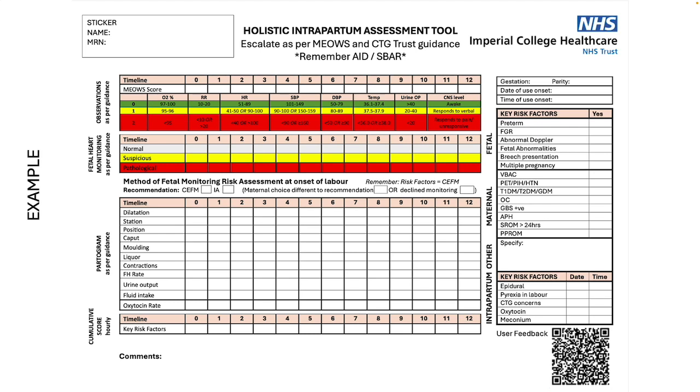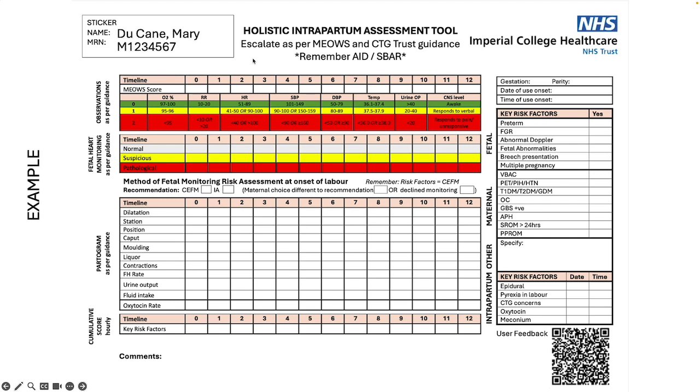It has had some changes from when we originally introduced it a month ago. These changes have been made following feedback that we received from users through the QR code in the bottom right corner. Of note, escalation we've noted to be as per MUSE and CTG Trust guidance. So when escalation is required, that's what we should be following.